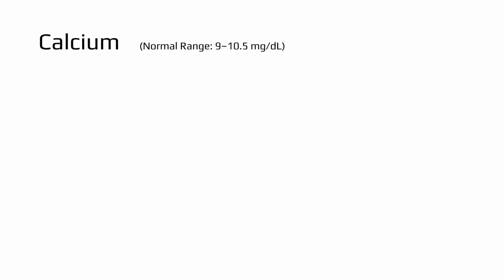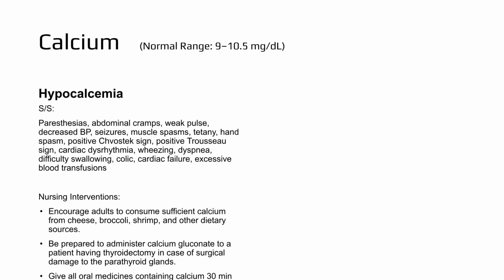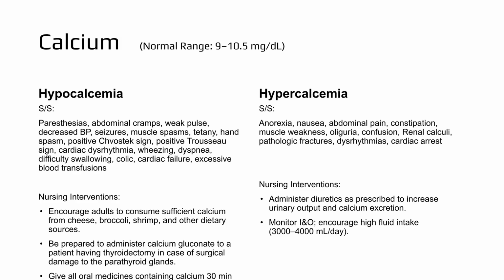The normal range for calcium is 9 to 10.5 milligrams per deciliter. Hypocalcemia signs and symptoms include paresthesias, tetany, and cardiac dysrhythmias. Hypercalcemia can cause anorexia, muscle weakness, and cardiac arrest. Nursing interventions include dietary counseling and monitoring.